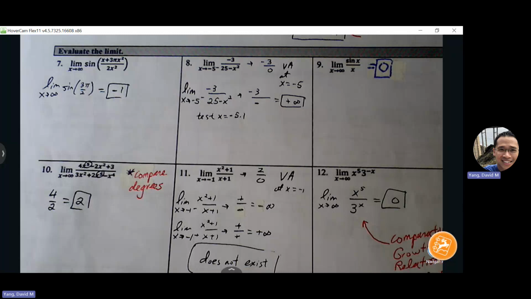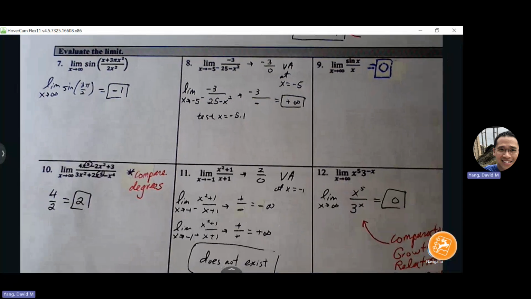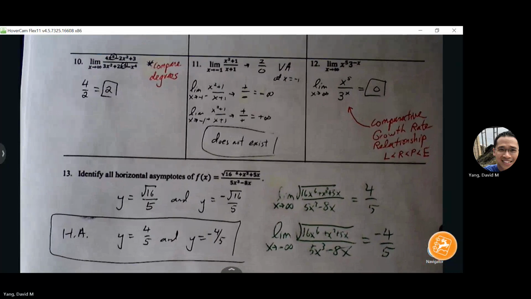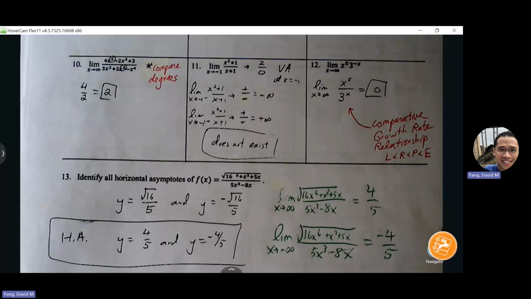Everybody good on 7 and 8? Any questions with 7 and 8? That is good. Let me show the rest of this page here. For 13, we have to worry about split asymptotes because the degrees are the same, but one side is showing a radical.